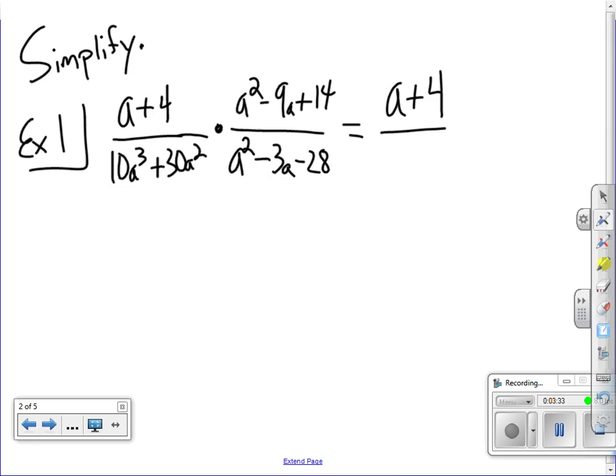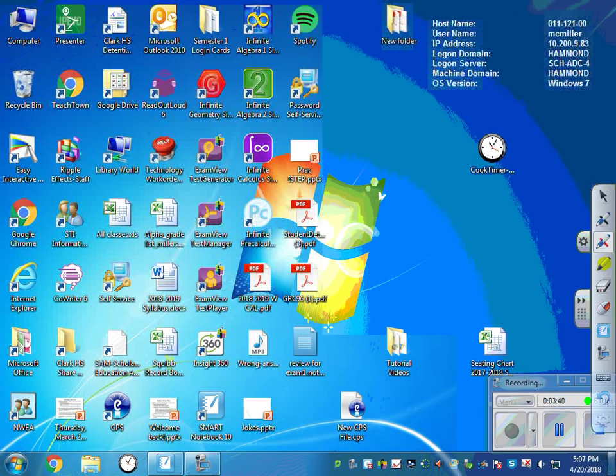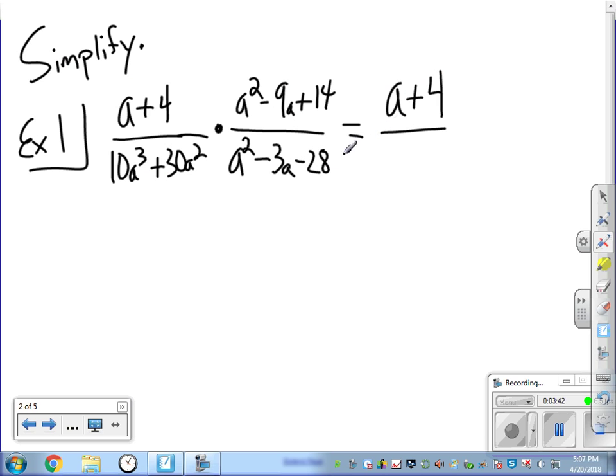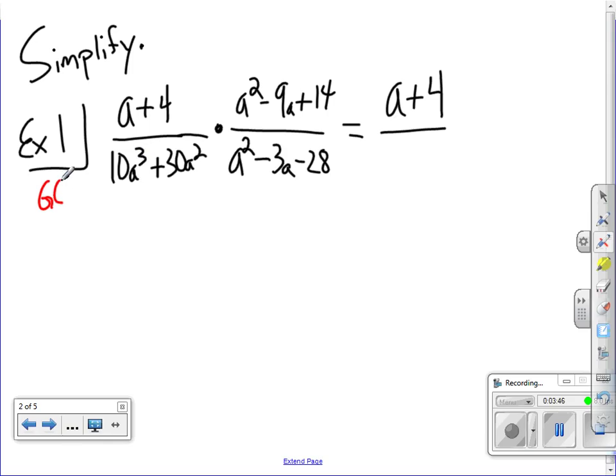Now, how about the downstairs? It's not quadratic because the highest exponent is a 3. If the exponent is something like 3 or 4, whoa, what's going on here? Spooky. That means we want to think GCF. If it's not quadratic right off the bat, let's think GCF. What would the GCF of this be? What are you thinking? Oh, 10a squared, right? Okay, good deal.